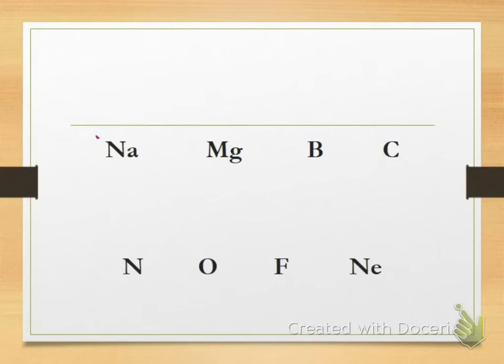Do I always have to start on the left? No. It doesn't really matter which side we start on. You just got to put 1 on there. Magnesium is the next one. It has how many valence electrons? 2. So we put our first one.